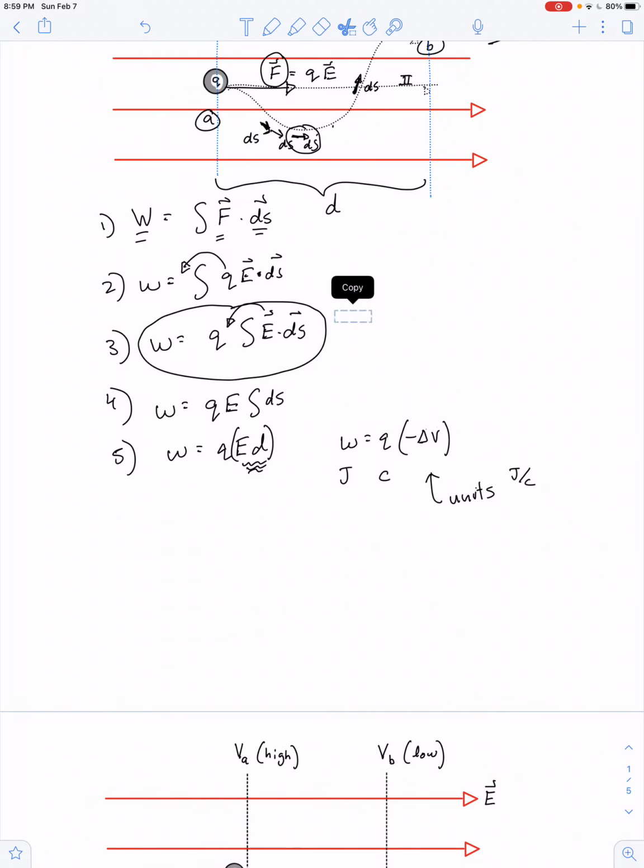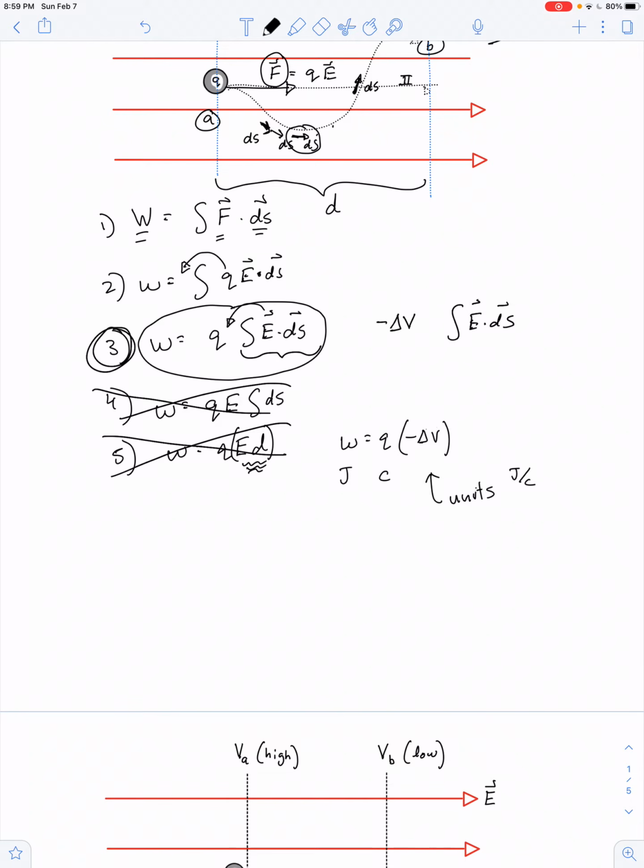So let's come back to statement number 3. See, what if the electric field wasn't uniform? We couldn't move on to lines 4 and 5, but we can still give a name to this quantity, the integral of E dot ds. That must be equal to the negative change in electric potential. I'm just going to call this the big idea. This is the emphasis of our unit of study 2.1 on electric potential.